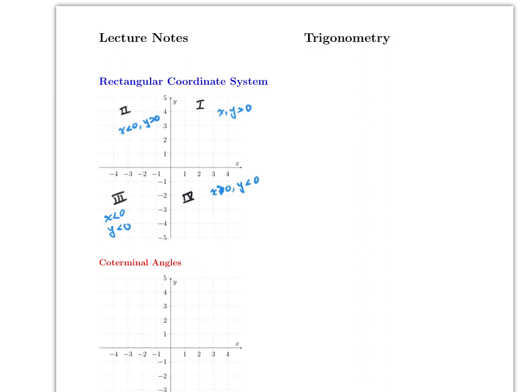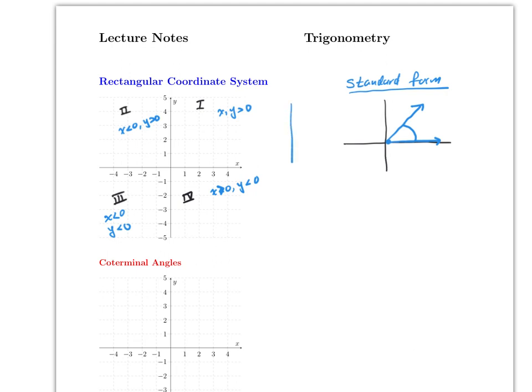Now, in terms of trigonometry, what we care about is how this is related to how we're going to measure angles. Okay, so an angle is considered to be in standard form if the first part of the angle starts on the x-axis, exactly at the origin, and then you measure from here. So this is considered a standard angle and it's in the first quadrant.